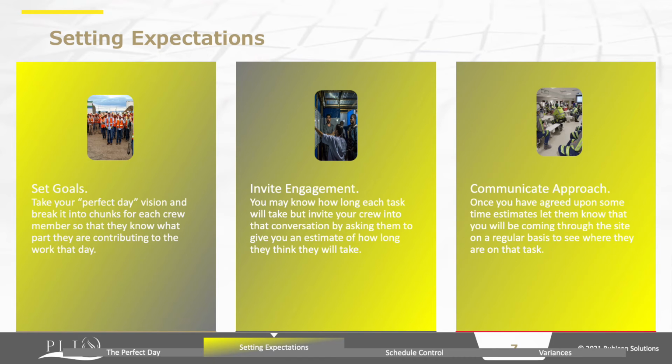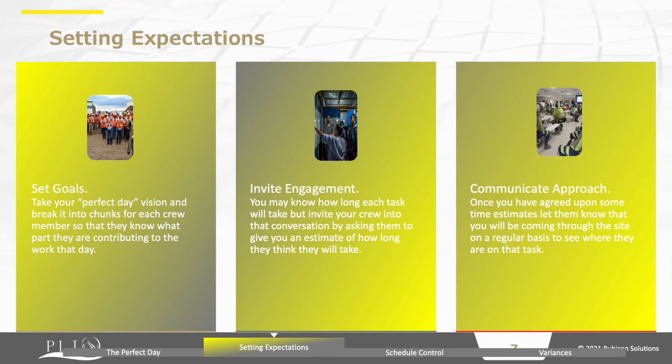And invite engagement. You may know how long each task takes, but rather than telling somebody how long you expect them to do it in, invite them into the conversation by asking them how long they think it's going to take them, and then make sure they understand that you're going to hold them accountable to that. Now they're owning the timing of it and not you. That's a big piece and a really important approach to remember.